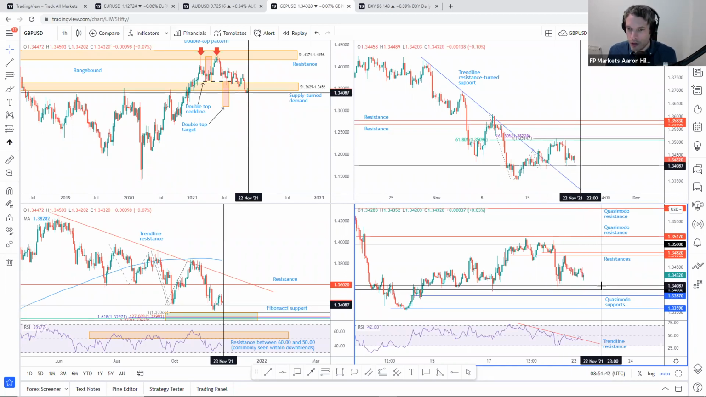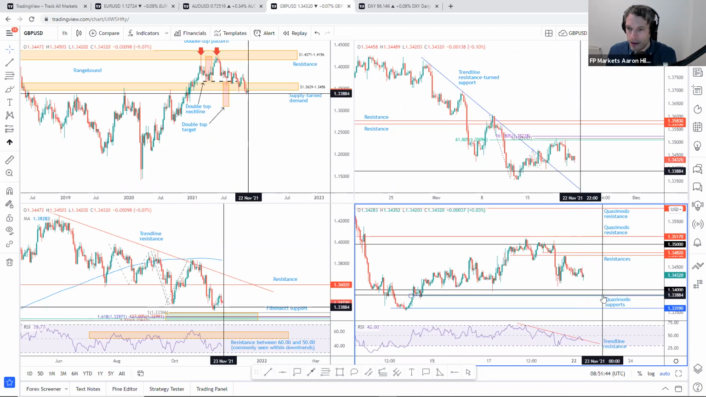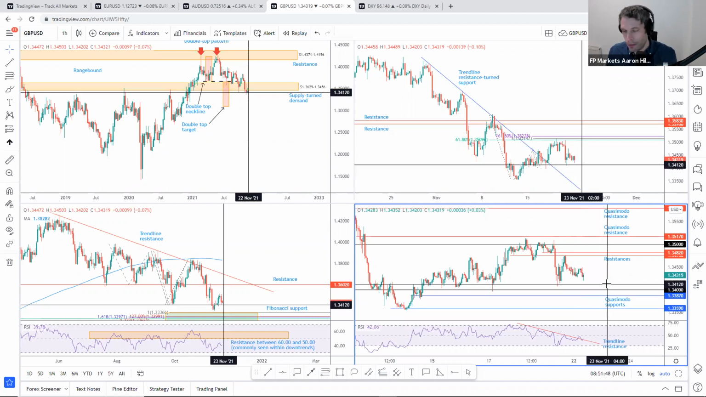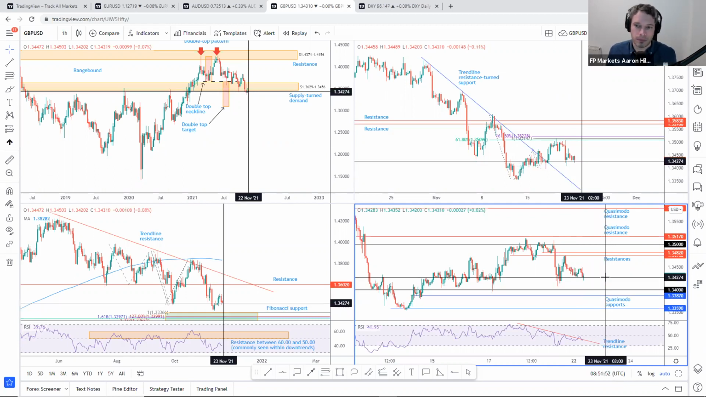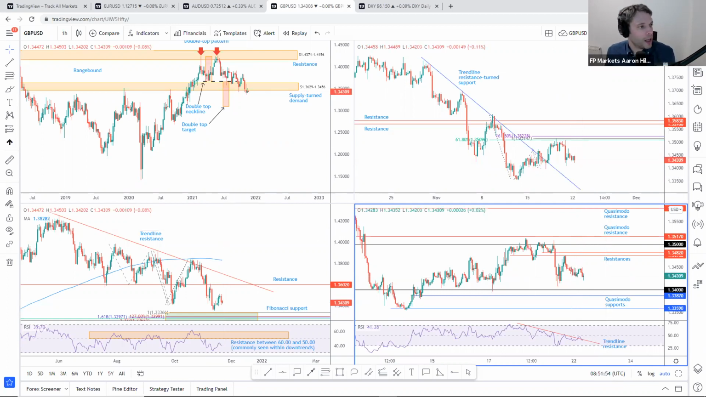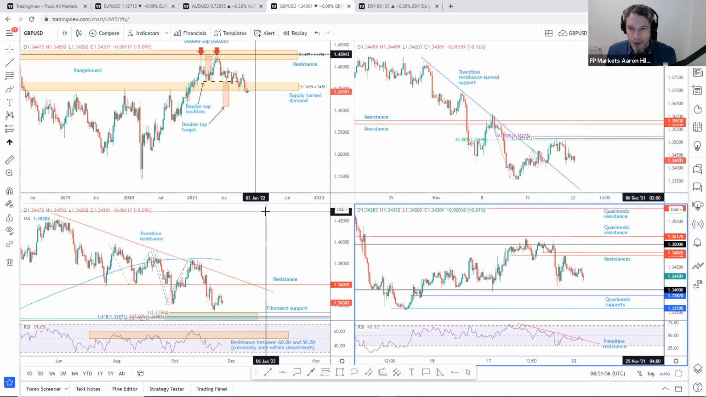If we should close above this round number after touching gloves with this Quasimodo support, this could be a potential short-term bullish scenario. Okay, so that's a wrap from this side.